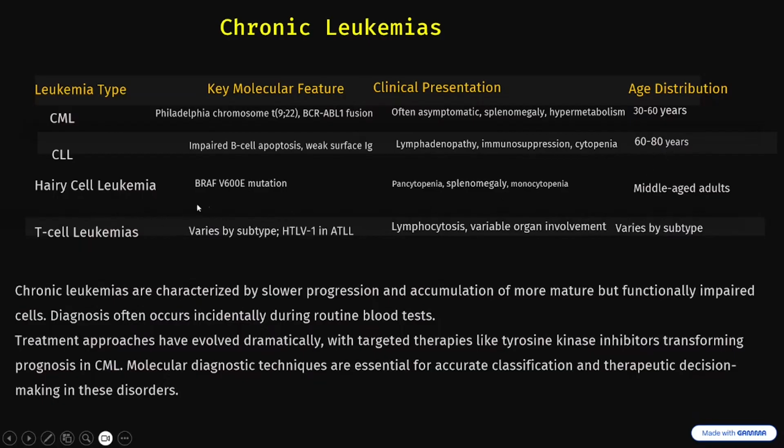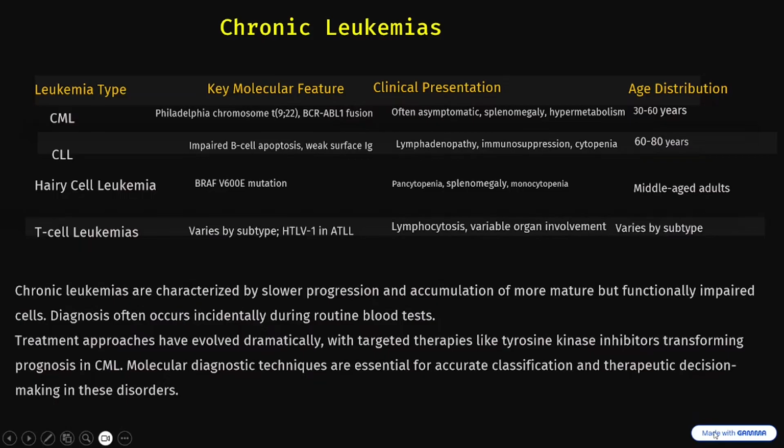Hairy cell leukemia, BRAF V600E mutation. The clinical presentation is pancytopenia, splenomegaly and monocytopenia. It affects middle-aged adults. T cell leukemias vary by subtype, HTLV1 in ATLL. The clinical presentations are lymphocytosis, variable organ involvement, varies by subtype.